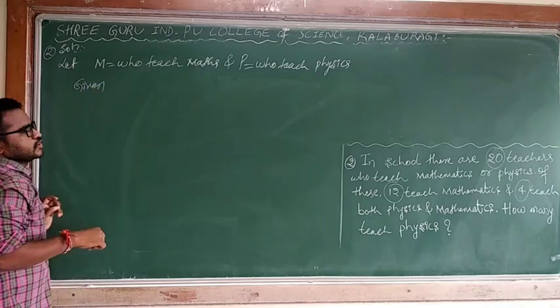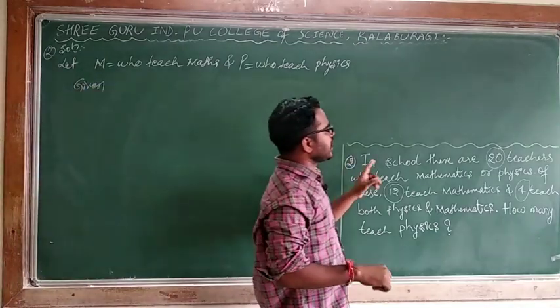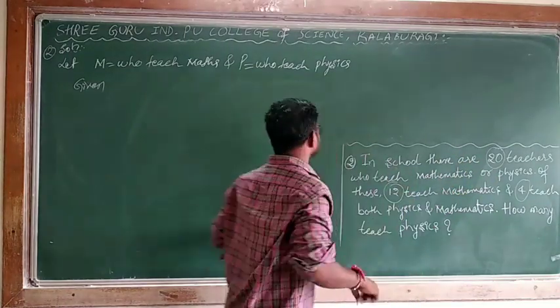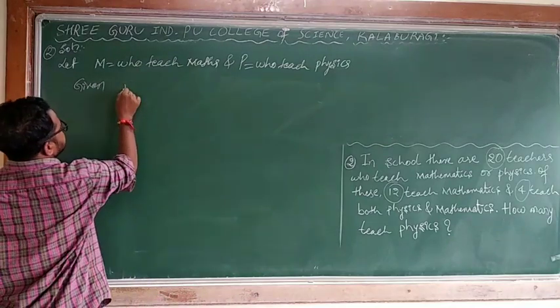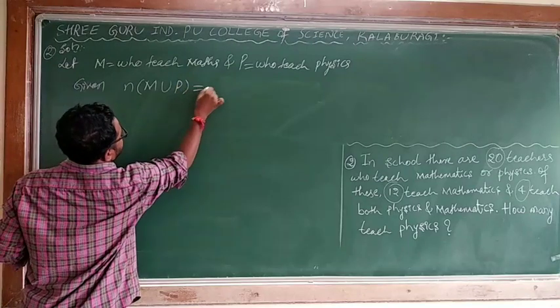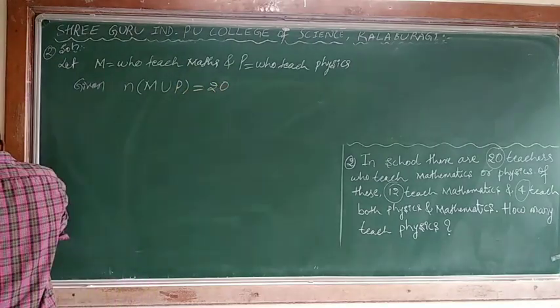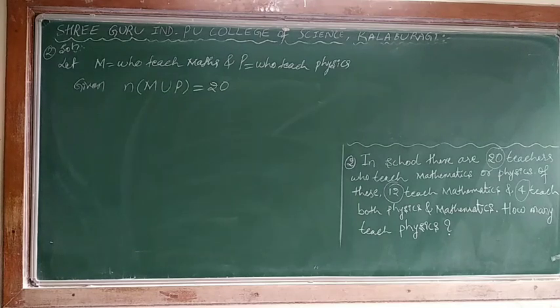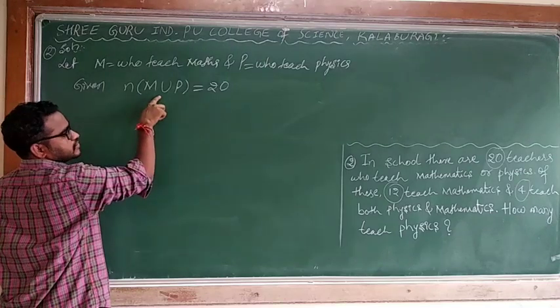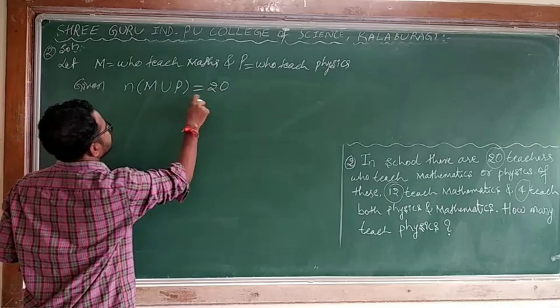Okay, now what are the given things? There are 20 teachers in a school who teach mathematics or physics. That means the union is given. N of M union P is equal to 20. What does it mean? This means that in the school there are 20 teachers who teach physics or maths, which can be written using union as N of M union P equals 20.